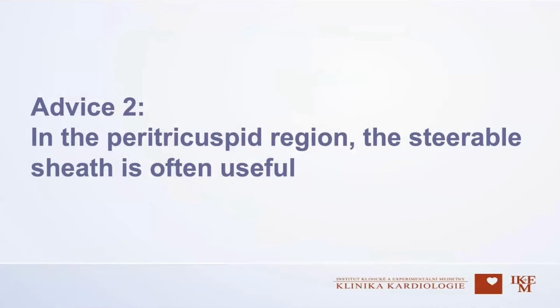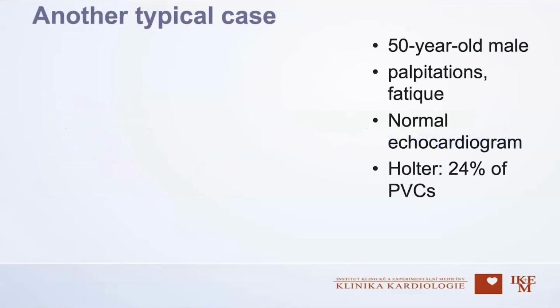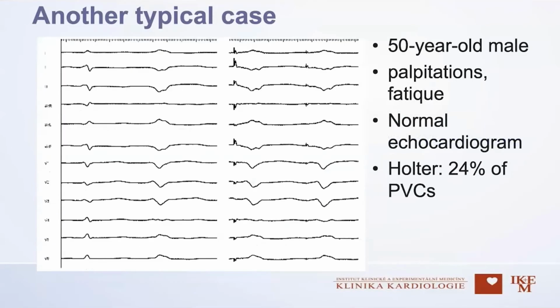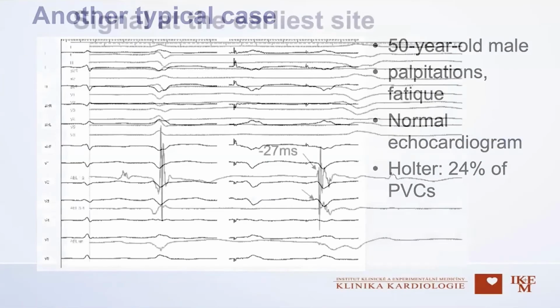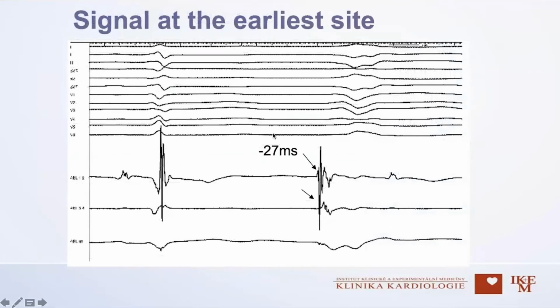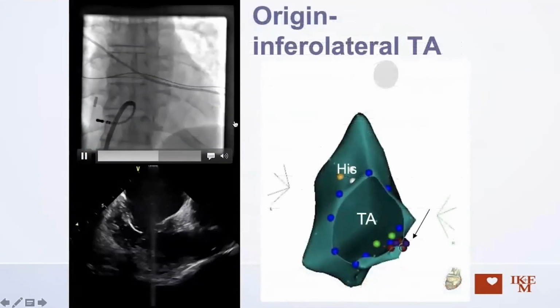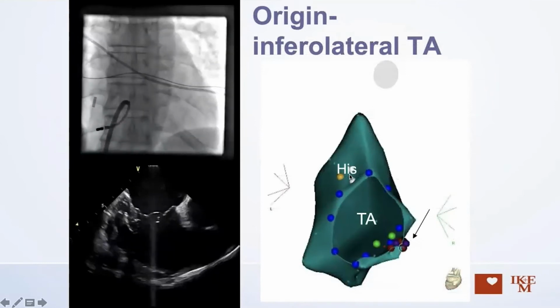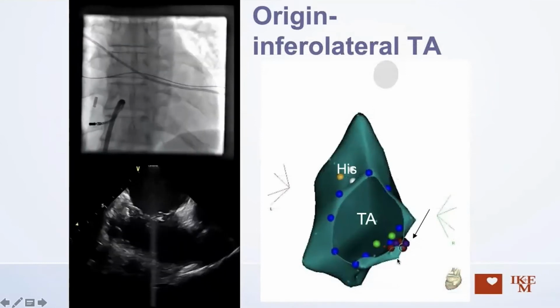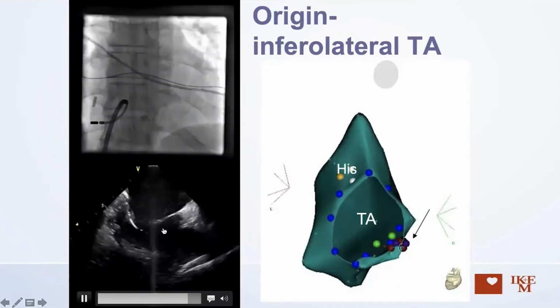In this area, the steerable sheath is often useful, as it is in right-sided accessory pathways. And this is an interesting case. You see, again, typical morphology suggesting that it's somewhere in a lateral area, rather inferiorly. And here we have a signal at the earliest site. So you see unipolar signal, also bipolar signal quite early. And here we see the map. The His bundle area is here, and this is a lateral area where the arrhythmia comes from.